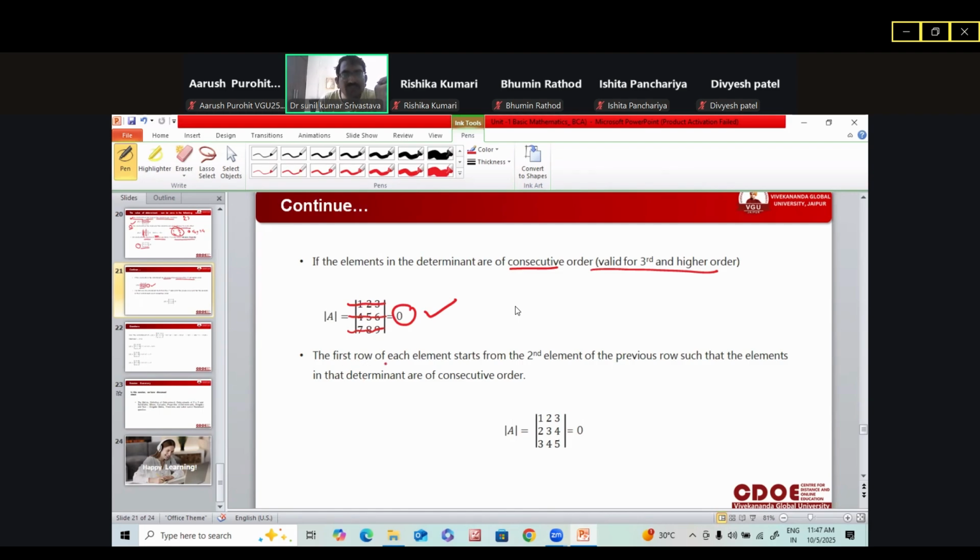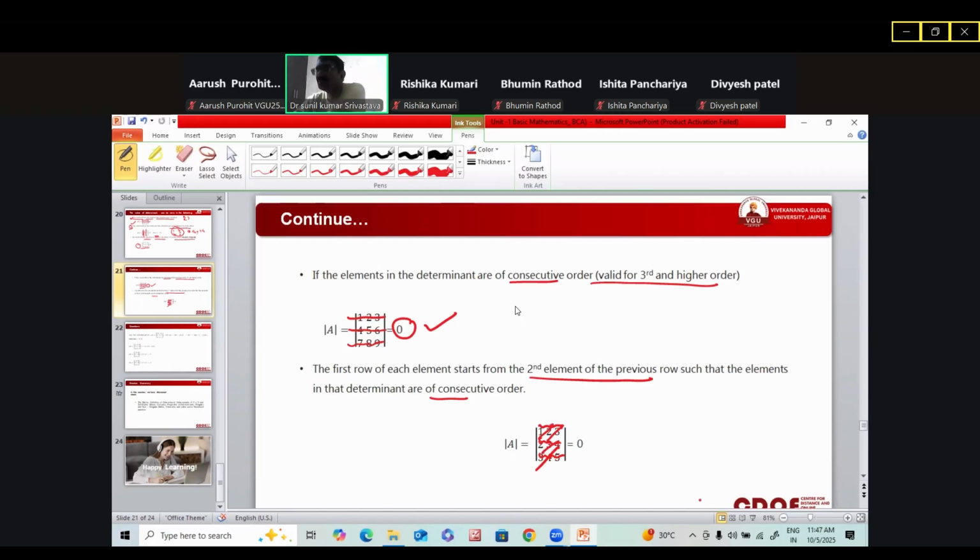If each row starts with the second element of the previous row, then such elements of the determinant are in consecutive order. It means 1, 2, 3, then 2, 3, 4, then 3, 4, 5. So the value of such a determinant is also equal to 0 here.